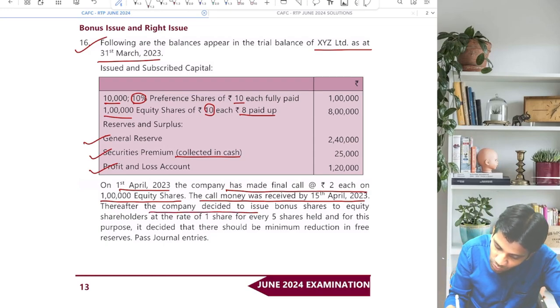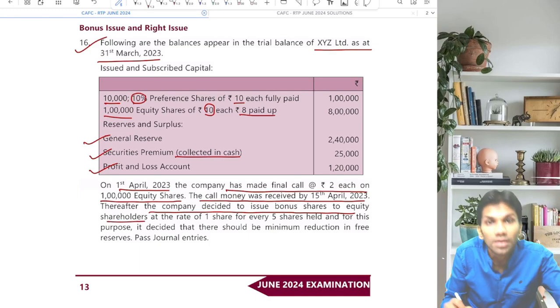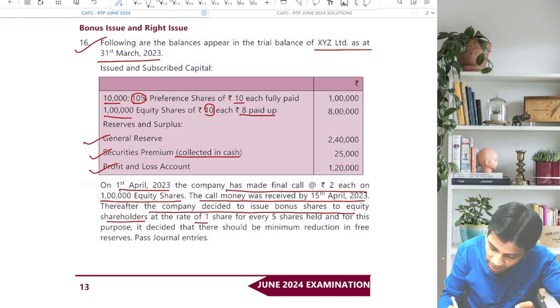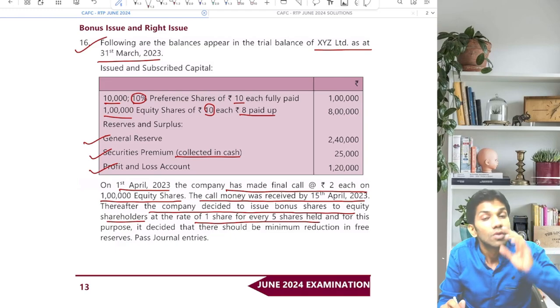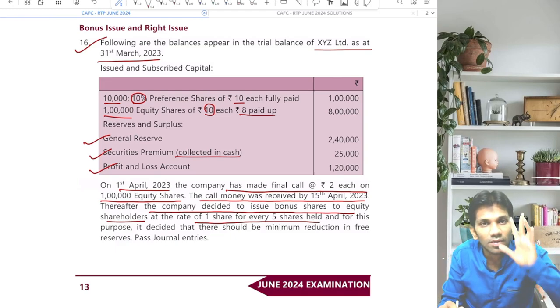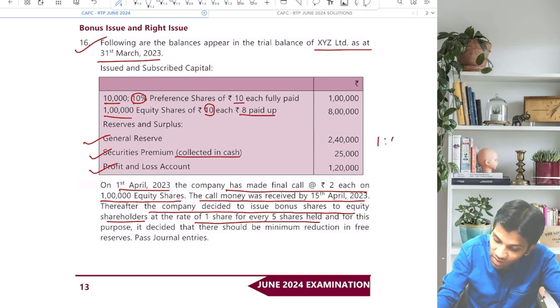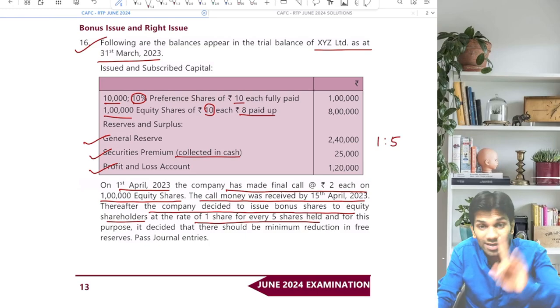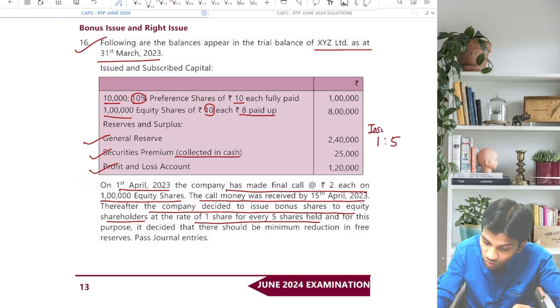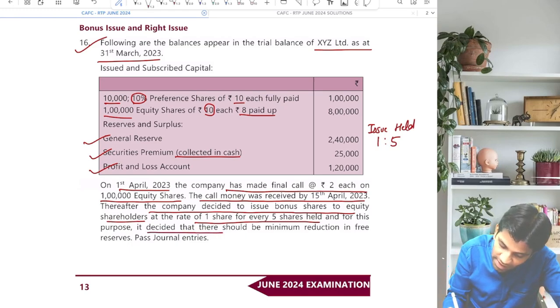Thereafter, the company decided to issue bonus shares to the equity shareholders at the rate of 1 share for every 5 shares held. 1 शेयर फॉर एवरी 5 शेयर, मतलब हर 5 शेयर के सामने एक शेयर इशू किया जाएगा. अगर आप रेशियो की बात करो तो it is 1:5, not 5:1. 1:5. Always first is for issue, second is for held. And for this purpose, it decided that there should be minimum reduction in the free reserves.